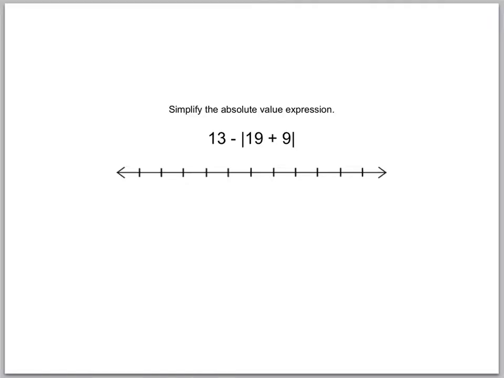For the next one, we have 13 minus the absolute value of 19 plus 9. So for this one, I'm going to write 13 minus 19 plus 9. I'm going to simplify that into 28. Then I know the absolute value of a positive 28 is just 28. And finally, 13 minus 28.